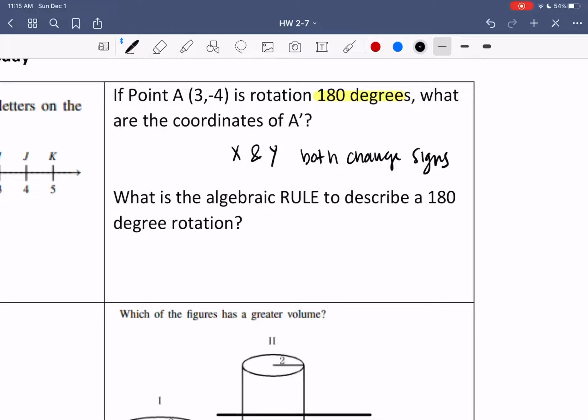So I think you can, if you were to plot this point on a graph, we would have 1, 2, 3, 1, 2, 3, 4. So when you were to rotate this one 180 degrees, it's going to rotate 2 separate times.